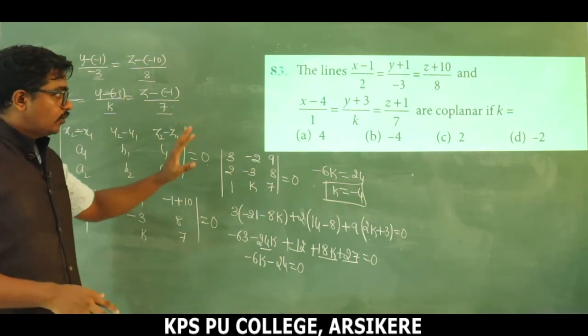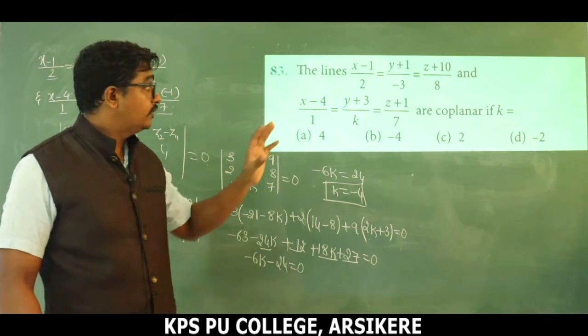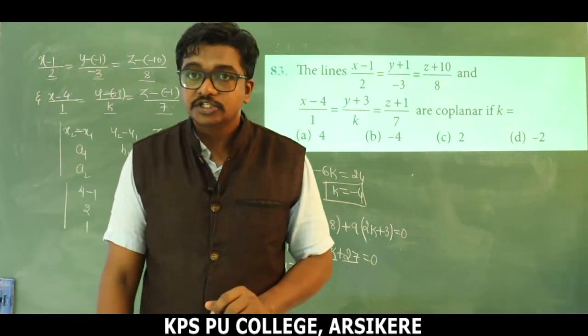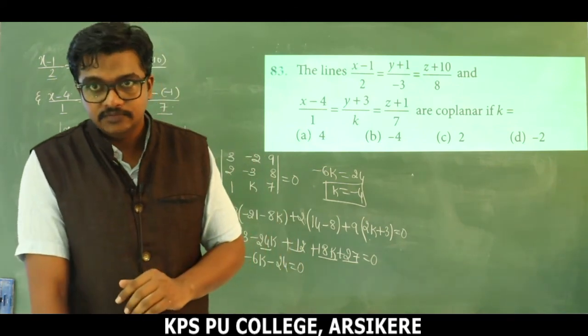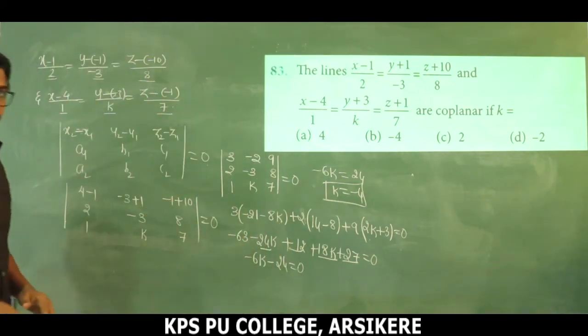This is the method when two lines are coplanar: we have the condition a2 minus a1 dot b1 cross b2 is equal to 0. That's it. Take a pause and note it down.